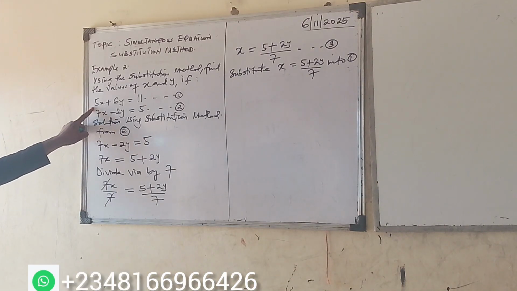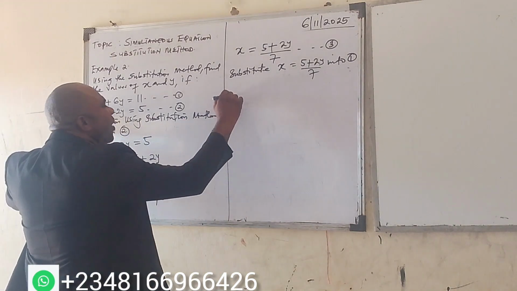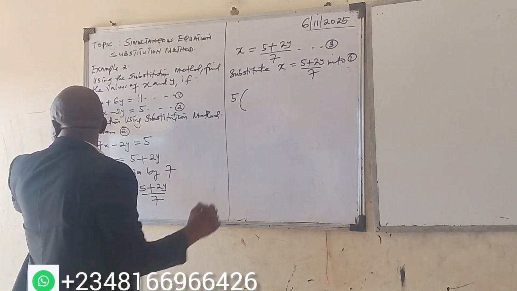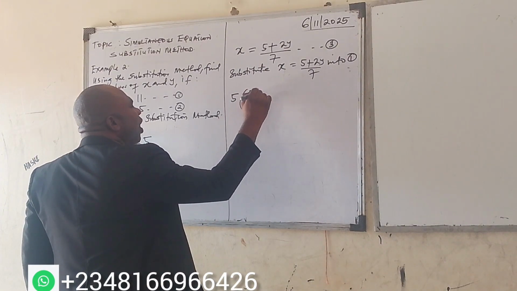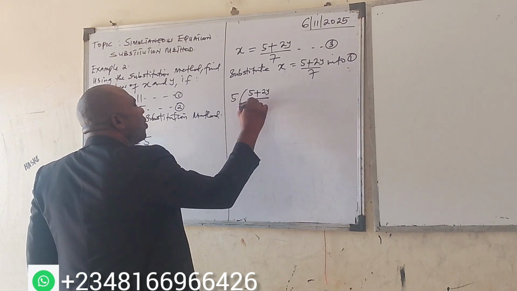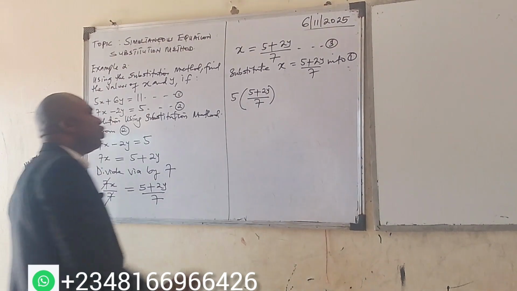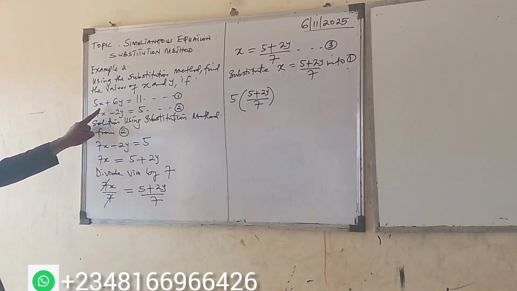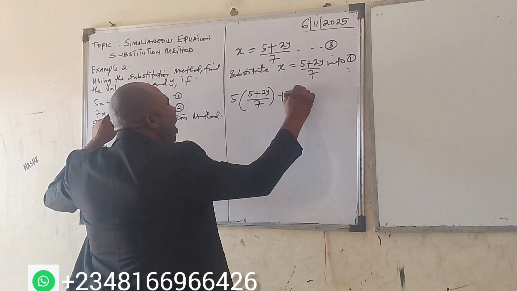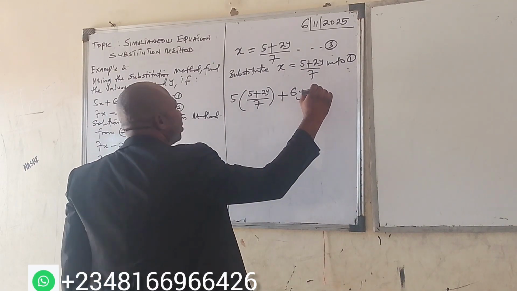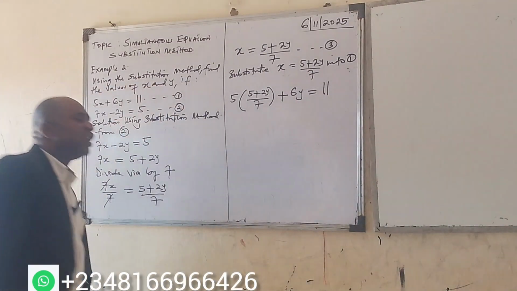Now let's move straight to equation 1. In equation 1 we have 5x. It becomes 5 in brackets. Now the value of this x is 5 plus 2y all over 7. So now we have plus 6y is equal to what? 11.